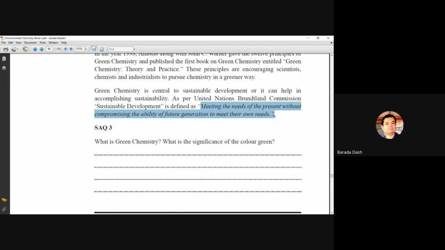Maybe after 100 years, what will happen to them? When there will be no fossil fuel, when there will be no coal available for them, how will they sustain their life? If we think about that, that is called sustainable development. So that means thinking for the future generations.